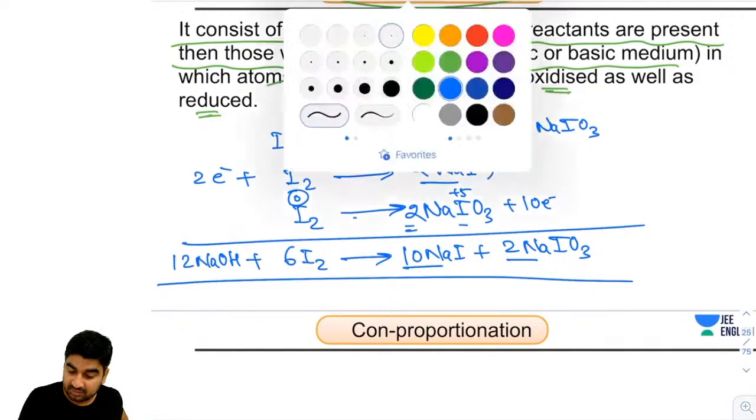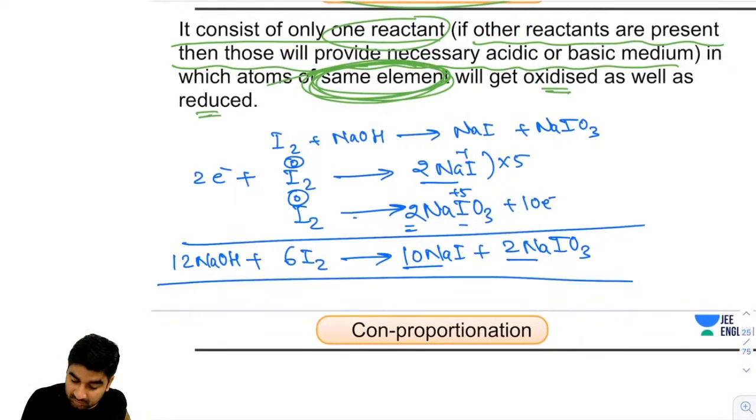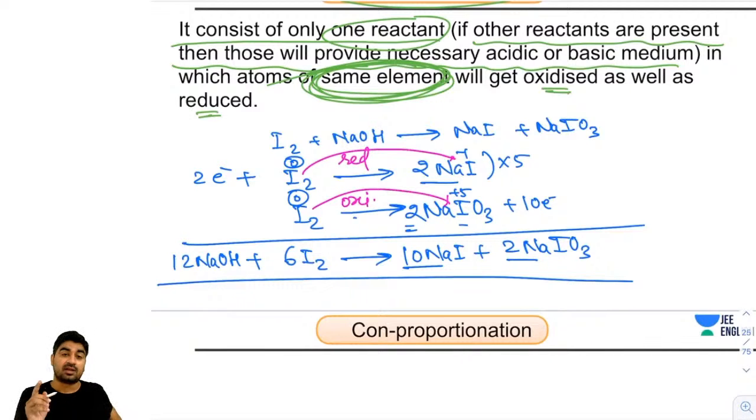So guys, again in this problem you can see here reduction of iodine is taking place. Here oxidation of iodine is taking place. So again, only atoms of one element are being oxidized as well as reduced. But one more molecule is present here, that is NaOH. That molecule is just providing necessary acidic or basic medium, right? And how is it providing?